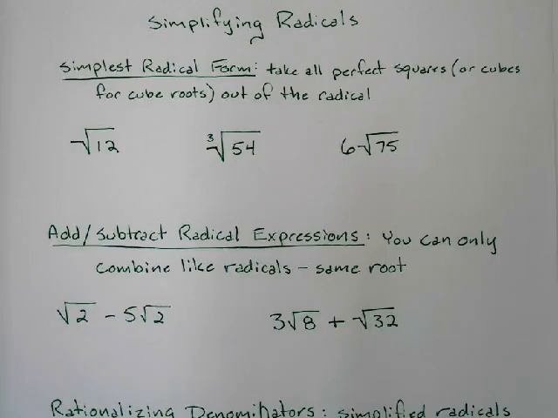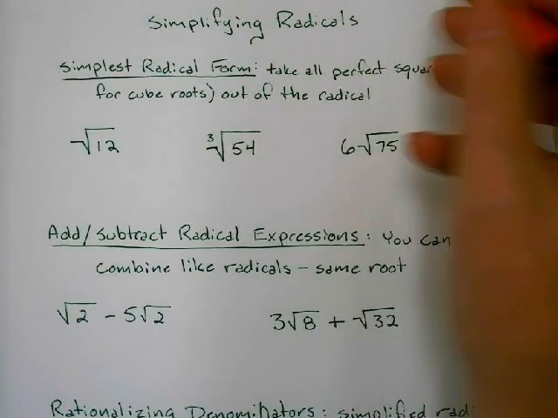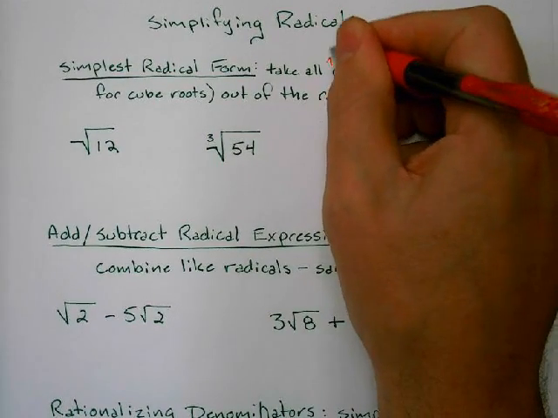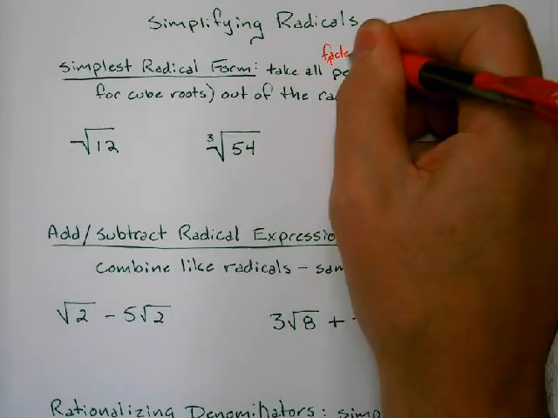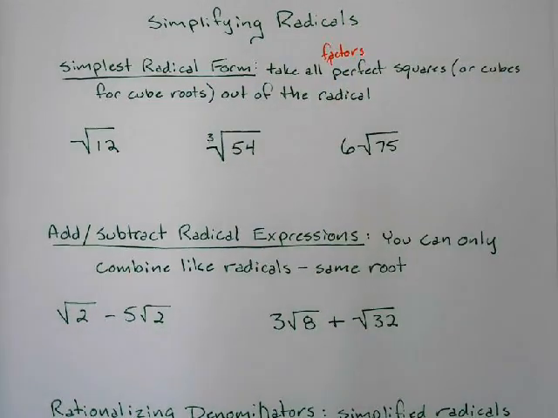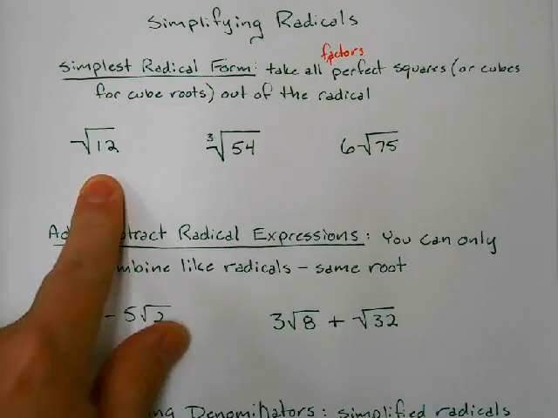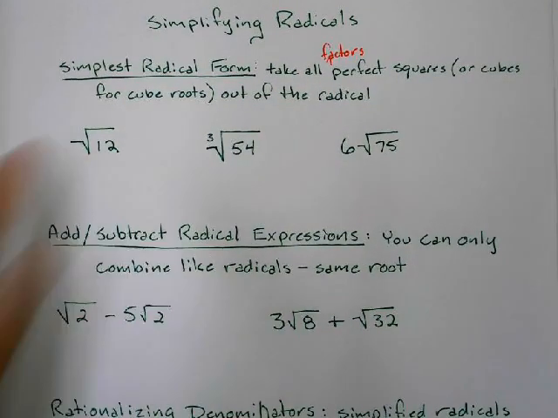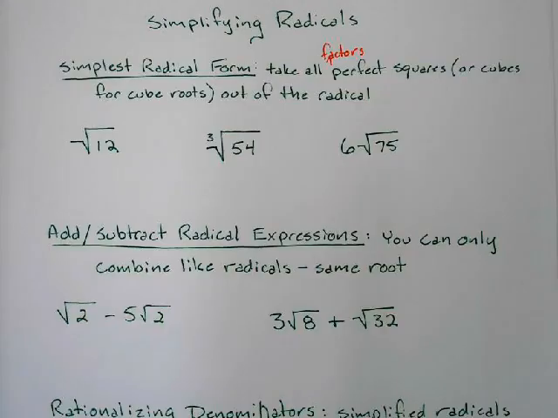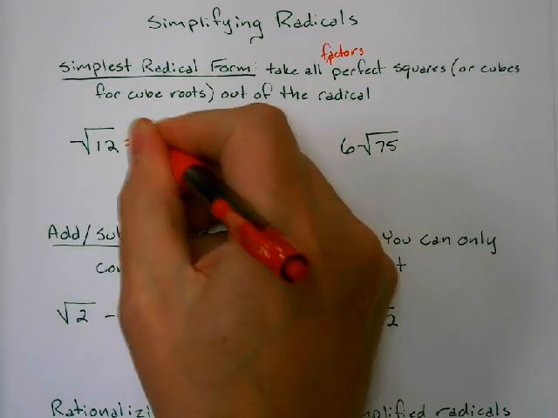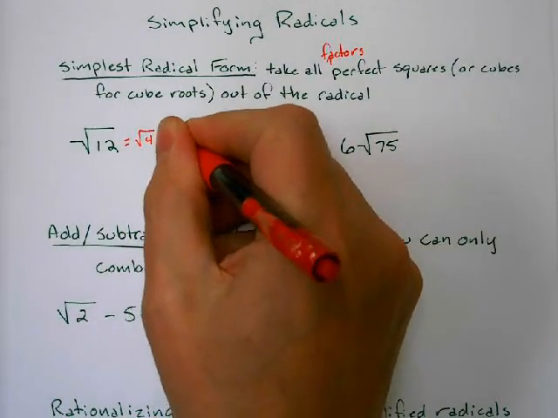So take all factors that are perfect squares. For instance, root 12 is not simplified. It's not simplified because it has a factor inside of it that's a perfect square. So we all know that this is root 4 and root 3.